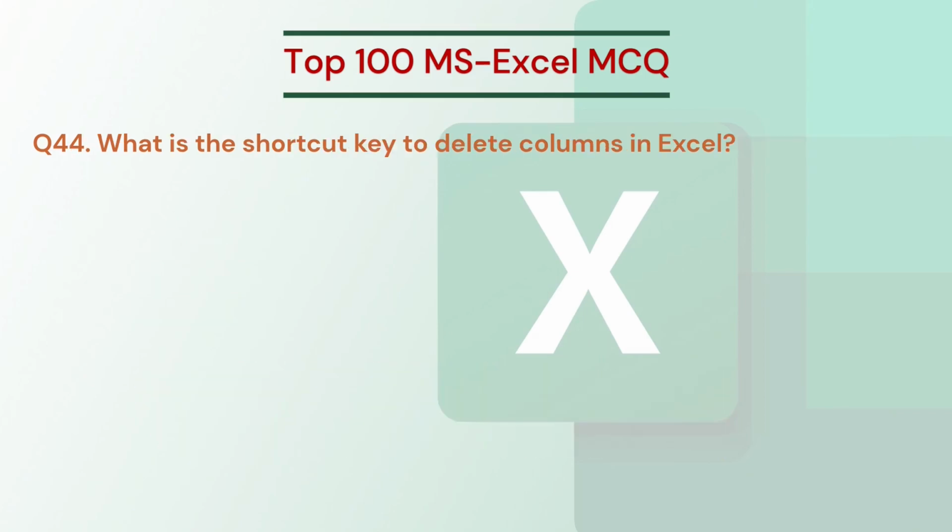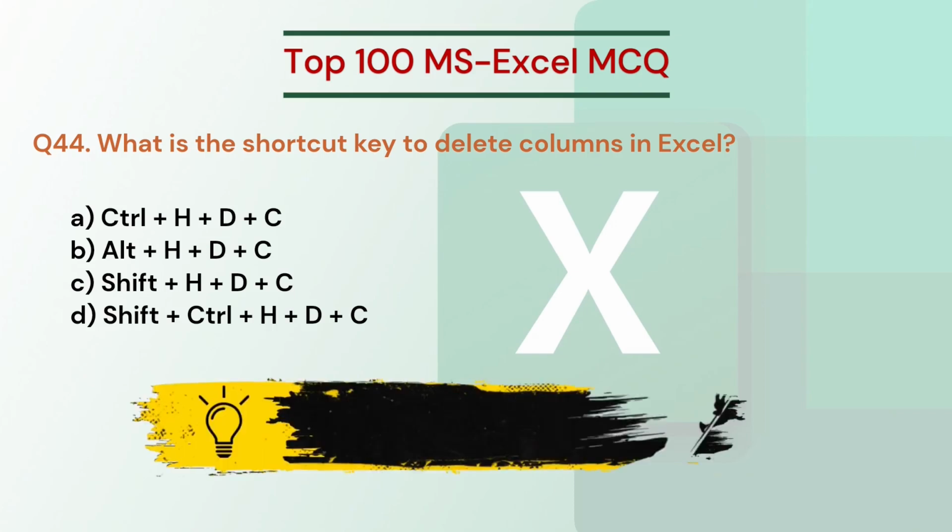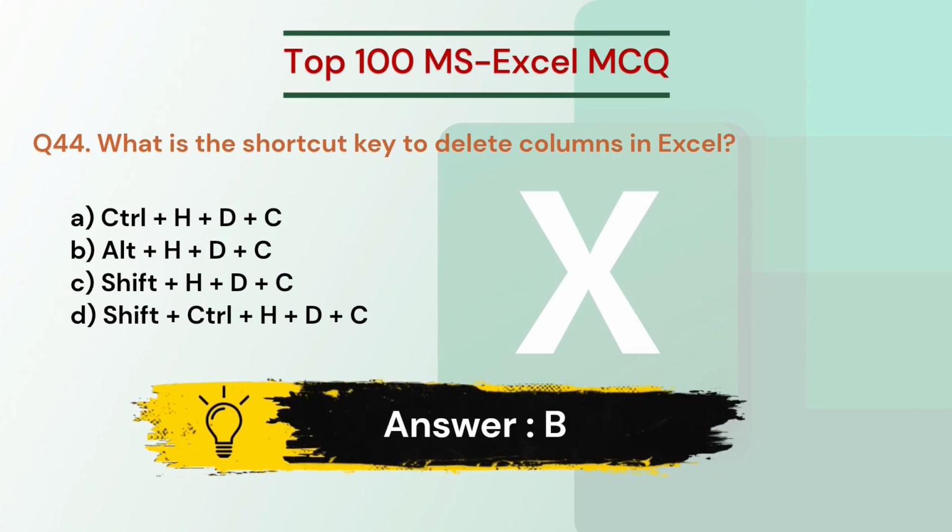What is the shortcut key to delete columns in Excel? A. Control plus H plus D plus C. B. Alt plus H plus D plus C. C. Shift plus H plus D plus C. D. Shift plus Control plus H plus D plus C. Correct answer is B. Alt plus H plus D plus C.